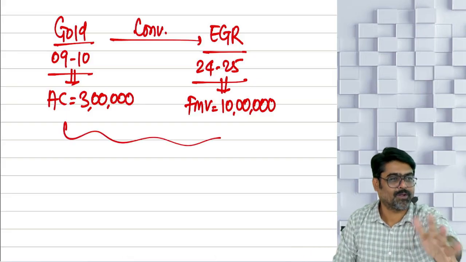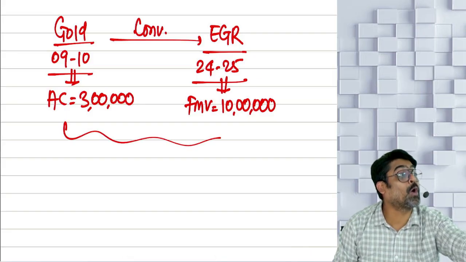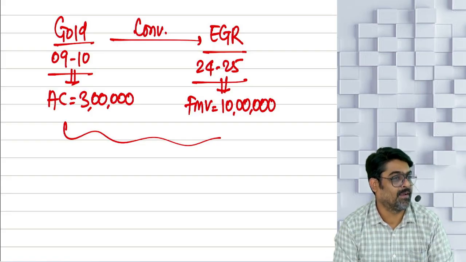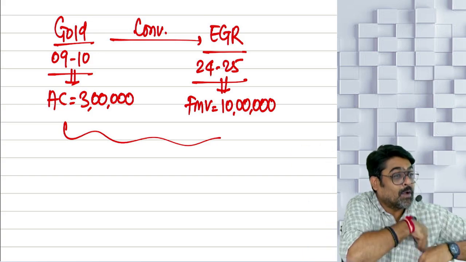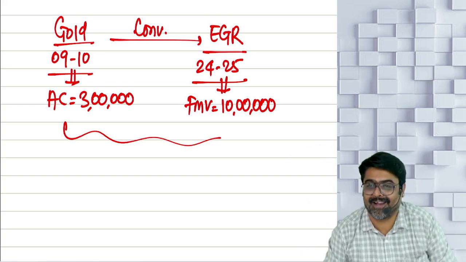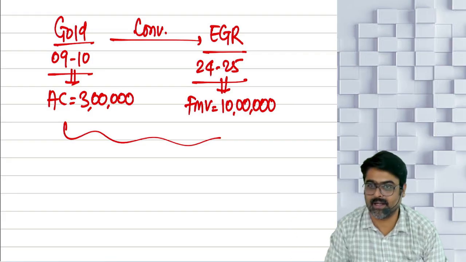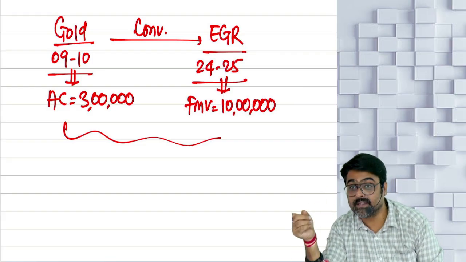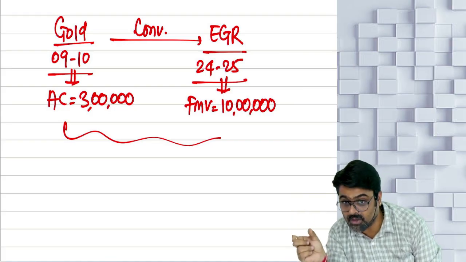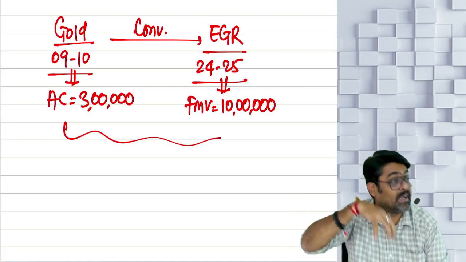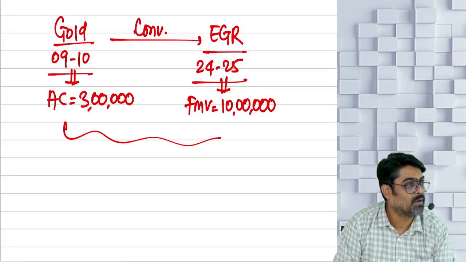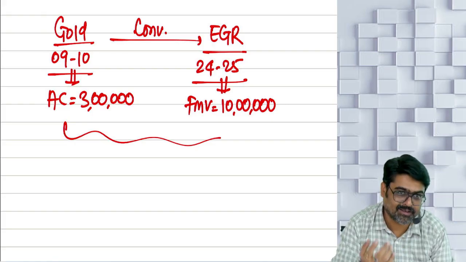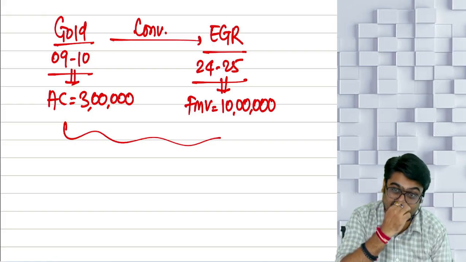Should it be taxable? Should it not be taxable? It should not be taxable, because this gain is not realized, not coming into your pocket. Should it be taxed right now on conversion? So conversion of gold into EGR is not going to result in a 7 lakh gain which is realized. Yes or no? So this should not be taxable. So this conversion is an exempt transfer.